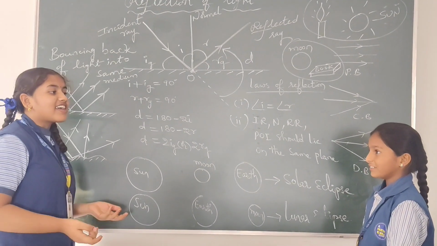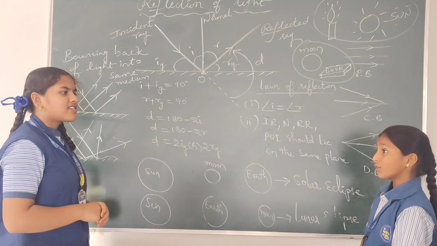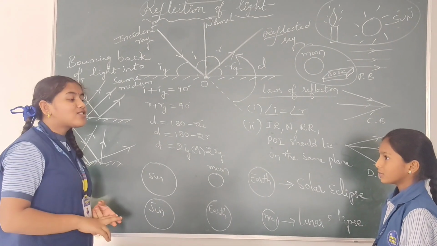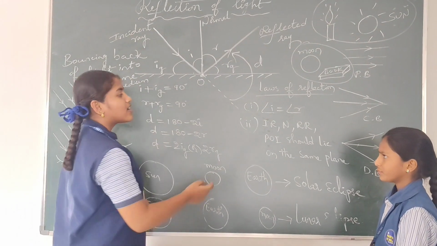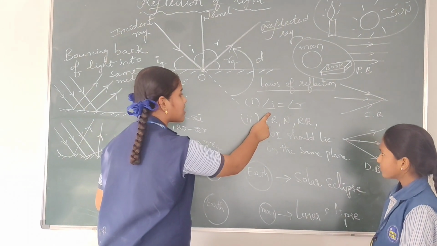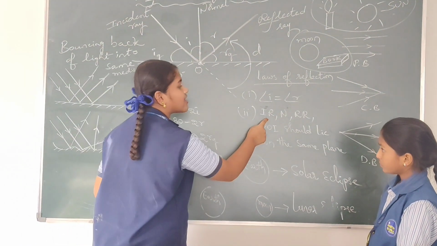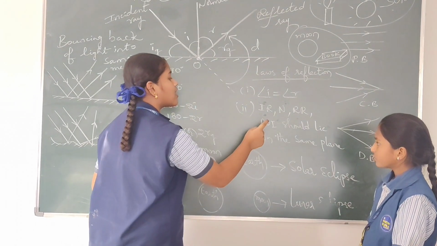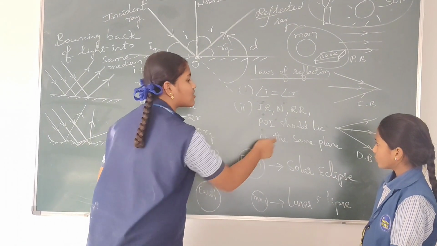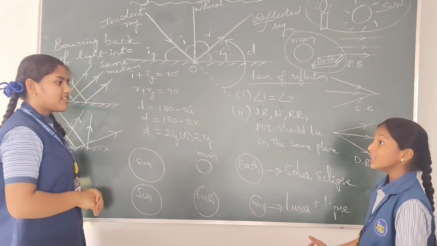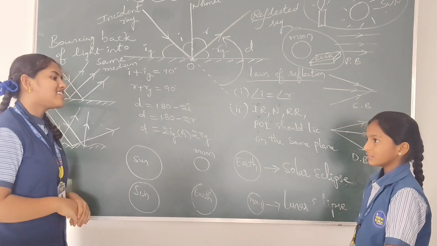Excuse me, children. Yes. May I know what the laws of reflection are? Yes, of course. There are two laws of reflection. The first one is that the angle of incidence is equal to the angle of reflection. The second one is that the incident ray, normal, reflected ray and point of incidence should lie on the same plane. Thank you for letting me know. It's my pleasure.